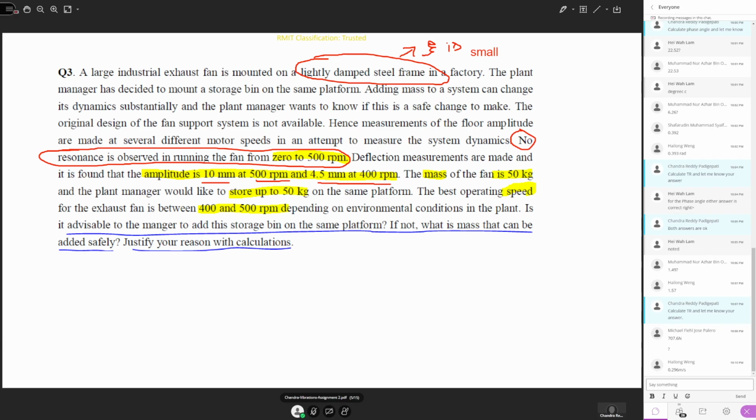So the mass of the fan is 50 kg and the plant manager would like to store up to an additional 50 kg on the same platform. So the best operating speed for the exhaust fan is about 400 to 500 RPM. Depending on environmental conditions in the plant, is it advisable for the manager to add this storage bin on the same platform? So if not, what is the mass that can be added safely? So justify your reasons.